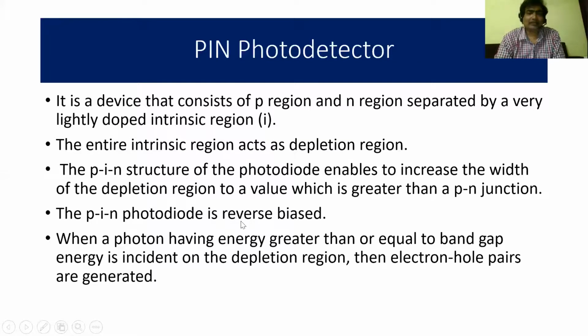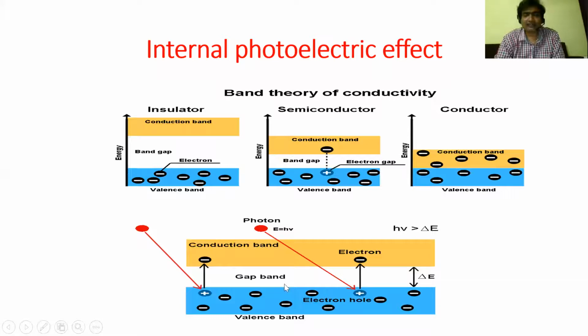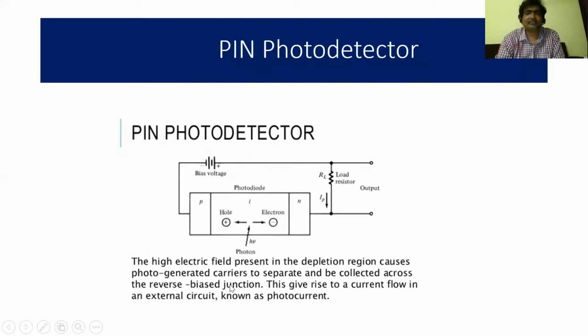The pin photodiode is reverse biased. Of course, I already told you. When a photon having energy greater than or equal to the band gap energy is incident on the depletion region, electron hole pairs are generated. As I told you, a photon of energy equal to or greater than the band gap of the semiconductor will create electron hole pairs in the conduction band and valence band. An electron, a hole. The same is represented here. So an electron is produced, a hole is produced in this intrinsic semiconductor.